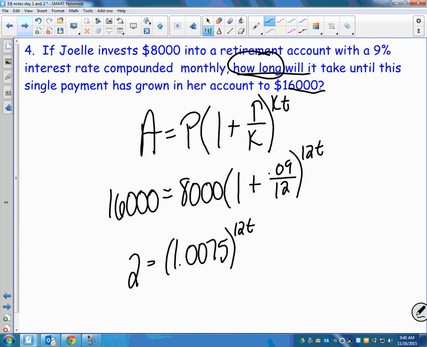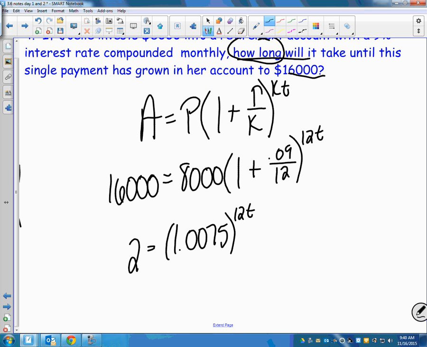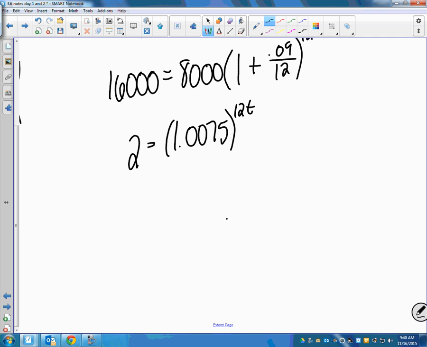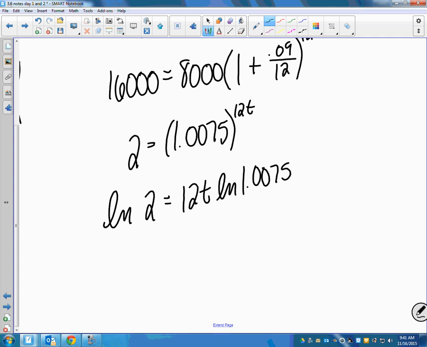It's not as pretty of numbers. So I'm going to ln, or if you prefer, log base 10. I'm going to say ln of 2 equals, tell me if this is okay, I always just automatically pull it down. So I write 12t times ln of 1.0075. That's just because if I ln this, then I can pull it out front, so I always do that in the same step.